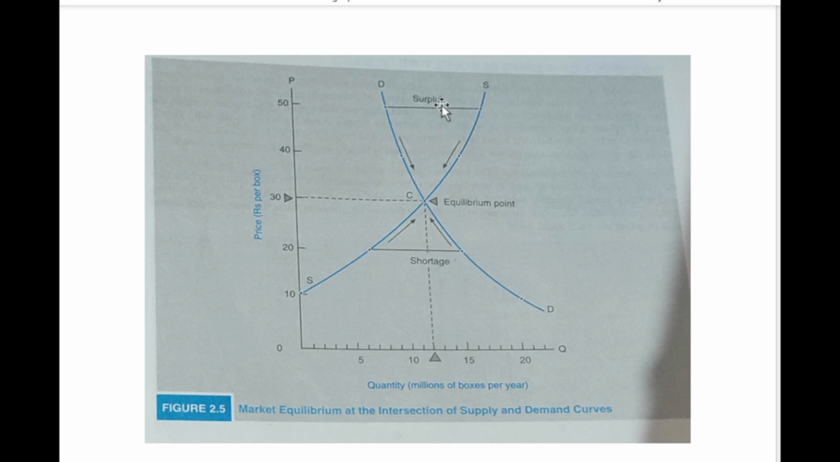So if we want neither surplus nor shortage, then it will be the equilibrium point where the quantity demanded and quantity supplied are equal. So this will be the equilibrium point where the quantity supplied and quantity demanded will be equal, and there will be no shortage and no surplus. This is called the market equilibrium at the intersection of supply and demand.